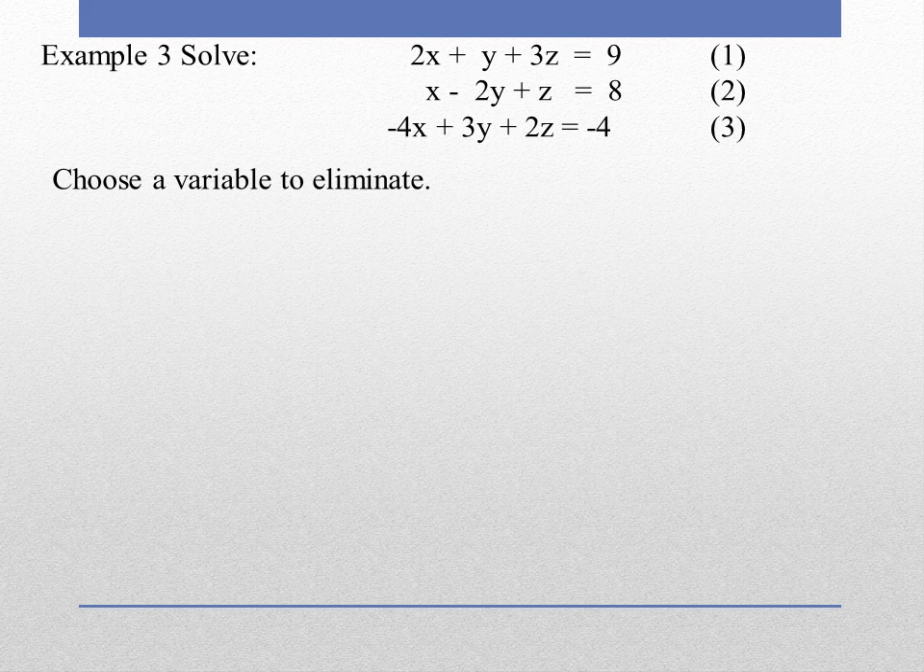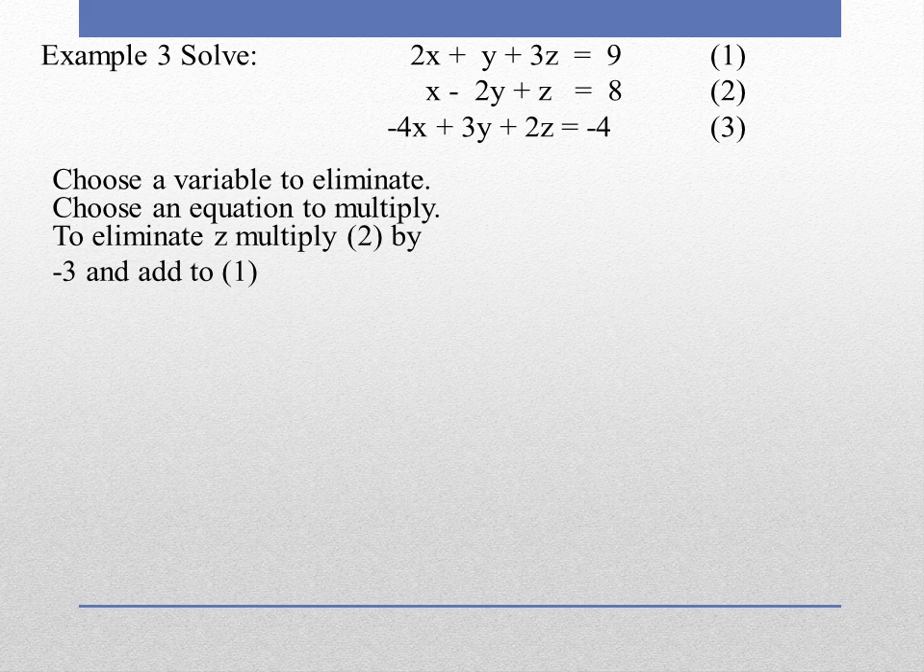So we're also going to choose a variable to eliminate. We want to eliminate the same variable twice. So I'm going to begin by eliminating the variable z, and I'm going to choose an equation to multiply by, and that will be my second one. So in order to eliminate z from the top equation, we're going to have to multiply equation 2 by -3.